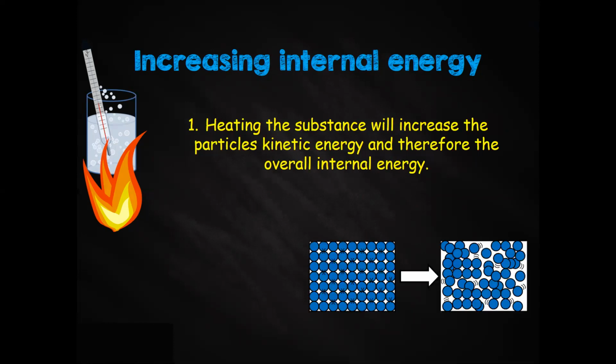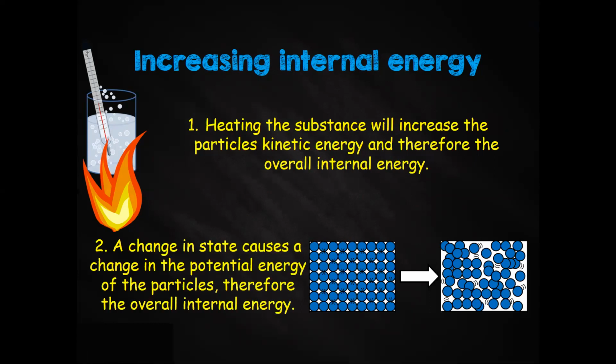The second way of increasing the internal energy of a substance is to increase the potential energy of the particles. The way we can do that is to make them change their position, and one way of doing that is a change of state. For example, if we melt a solid to turn it into a liquid, let's see the difference in the arrangement of particles.